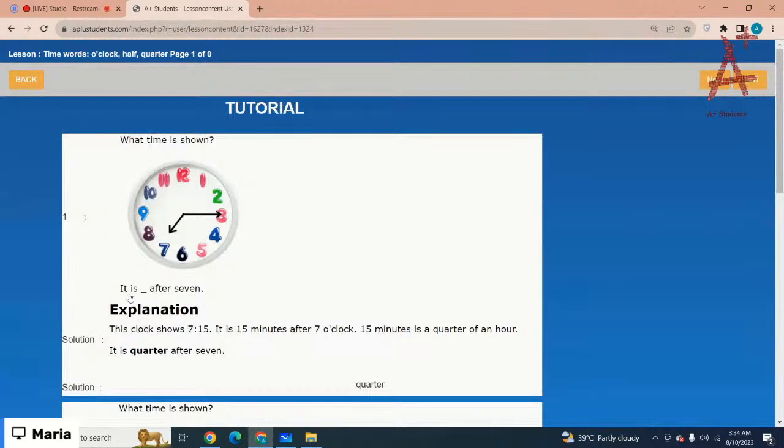Just look at it. The hour hand points to 7 and the minute hand points to 3. That means it is 15, right? So the clock shows 7:15, so it is quarter 15. The fourth part of anything is a quarter, right? So it is a quarter after 7. If you have some time like this, 7:15, 6:15, you can say it is a quarter after 7, right?